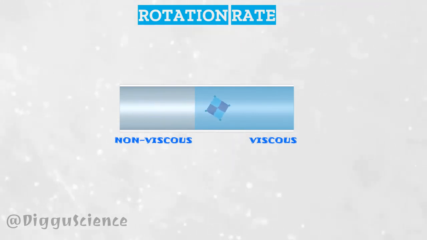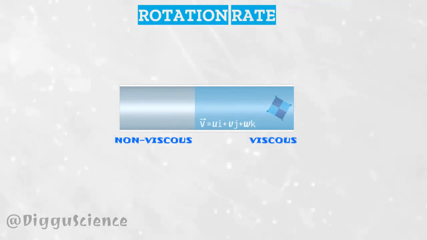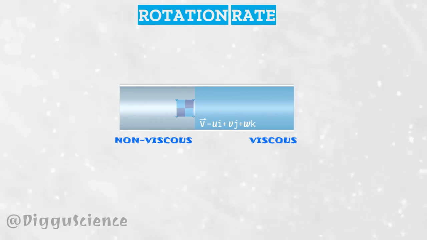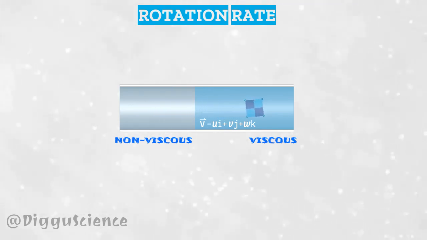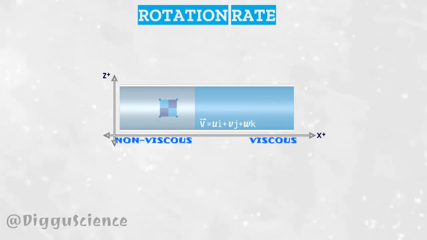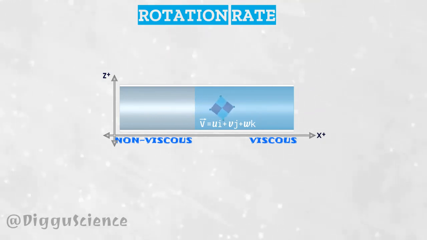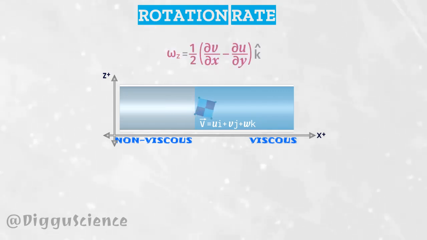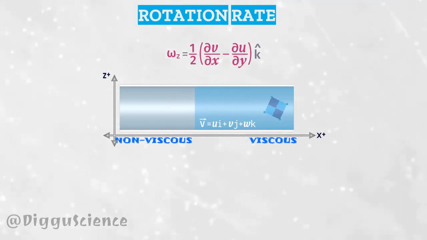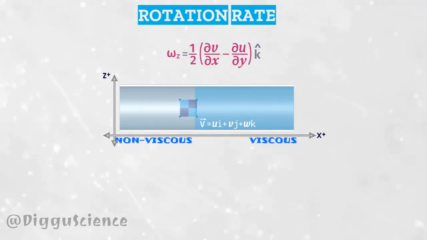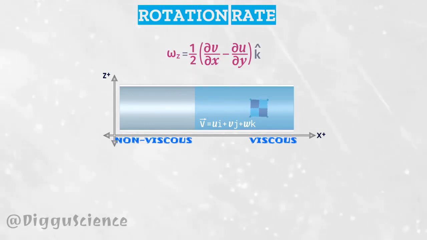Assume that the velocity field of the fluid flow is a vector v equal to u i hat, plus v j hat, plus w k hat. And the fluid parcel is in the xy plane. Then the axis of rotation of the fluid parcel is the z-axis. Its angular velocity is omega z equal to half of (partial v partial x minus partial u partial y) k hat.